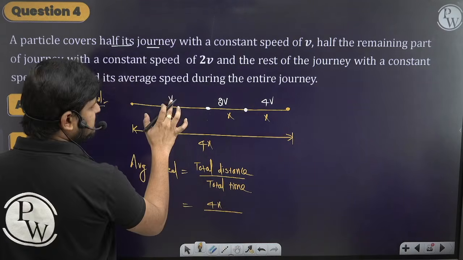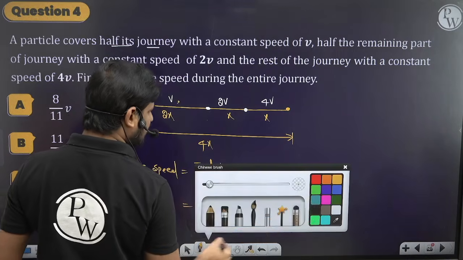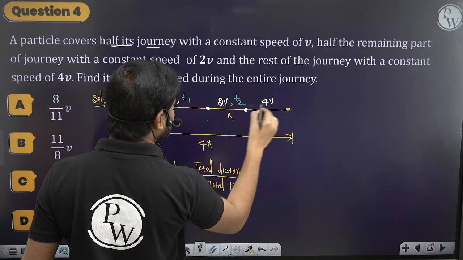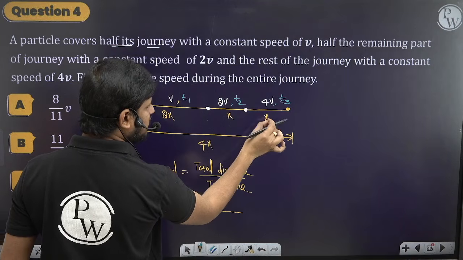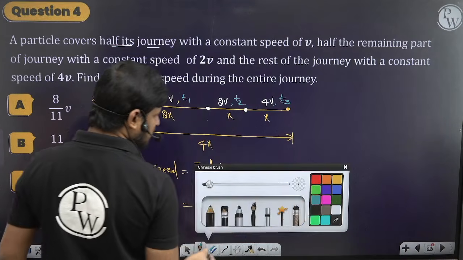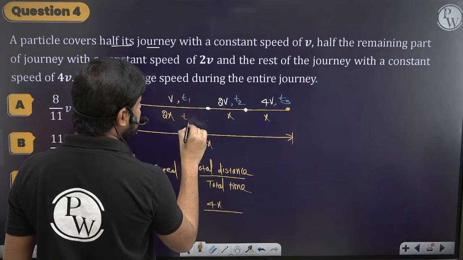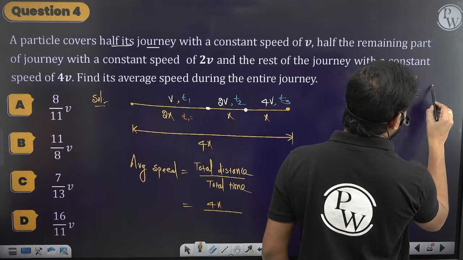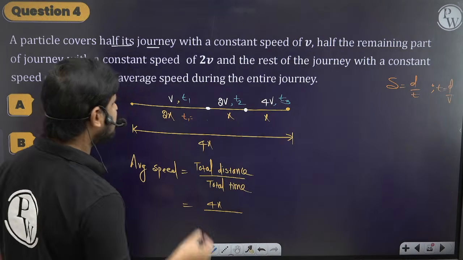Now here velocity is different, here velocity is different, here velocity is different. So the body will take some time t1 here, some t2 here, and some time t3 here. To cover this x distance, it takes t2. To cover this x distance, it takes t3. To cover the 2x distance, it takes t1. So now what are these t1, t2 values? You know the simple logic: speed is equal to distance by time. So from there, time is equal to distance by velocity. That's it. Time is equal to distance by velocity.